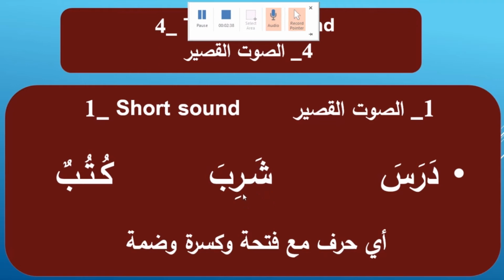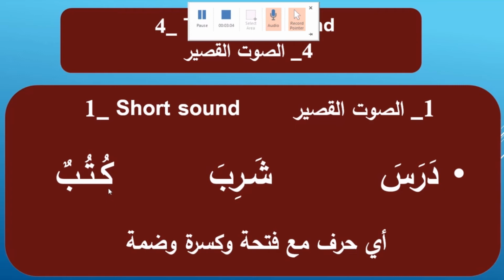Second letter is ra, but it has e sound. So sha ri, ri. Third letter is ba, but it has a sound. So it will be ba. Sha ri ba. Shariba.